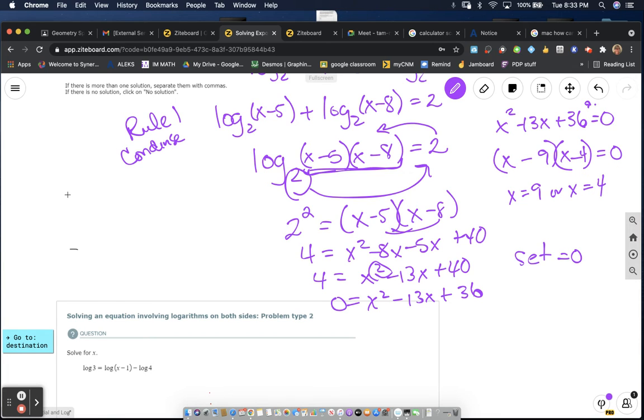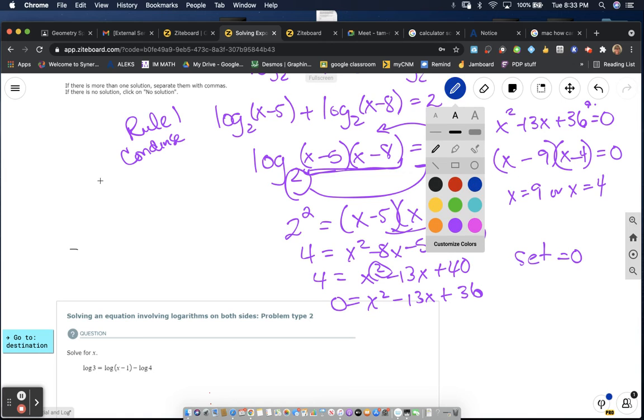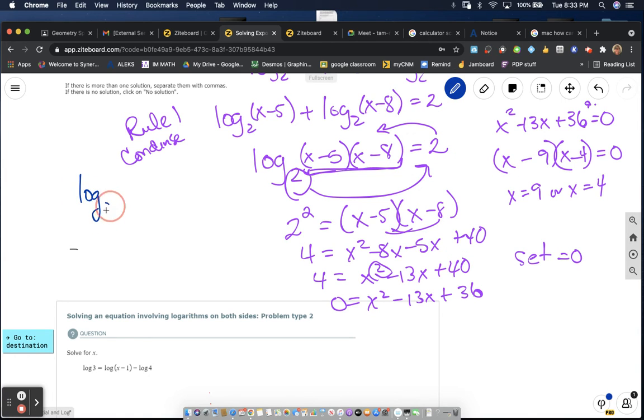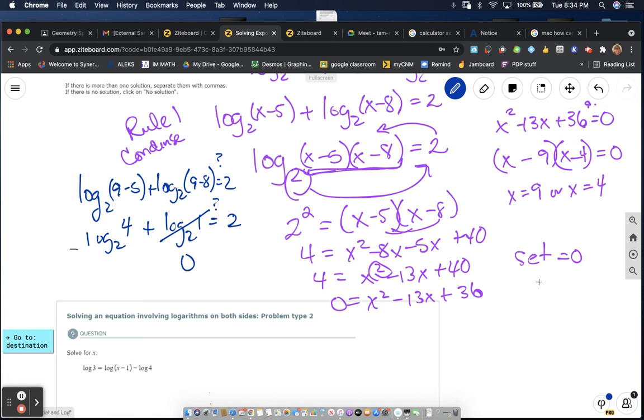You could literally plug it back in. I'm going to change colors. So you could go log 2 of 9 minus 5 plus log 2 of 9 minus 8 equals 2. Let's check it out. Log 2 of 9 minus 5, which is 4, plus log 2 of 9 minus 8, which is 1. Does it equal 2? Well, what's log 2 of 1? 0. Remember that rule: log b of 1 is equal to 0.